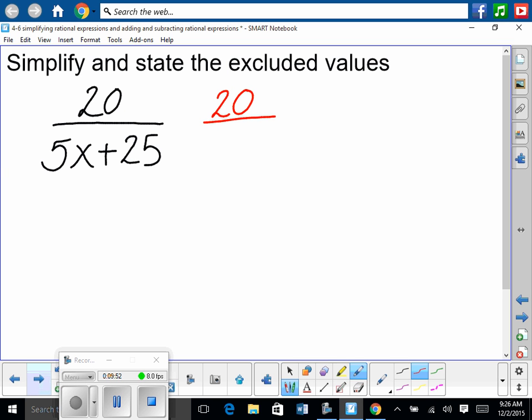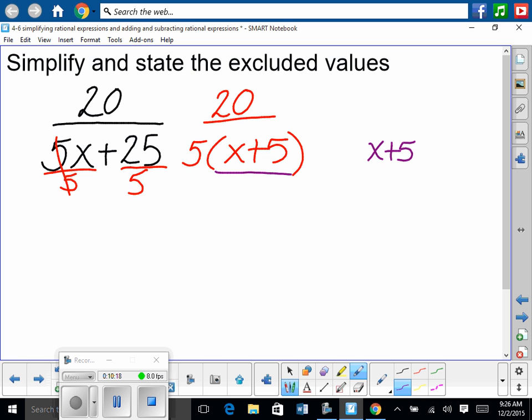The bottom, what factors out? 5. So we pull out a 5, and left inside, divide each thing by 5. Left is x plus 5. All right, so then we've done that. Before you divide anything out, you state the excluded value. So that's where the bottom is equal to 0. The problem's right here, right? That's the only place we can plug something in. So you have to say, well, x plus 5 cannot be equal to 0, right? If that was 0 right there, wouldn't that be a 0 in the bottom?